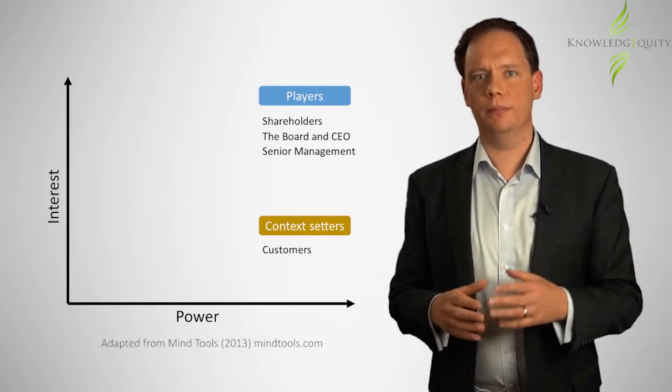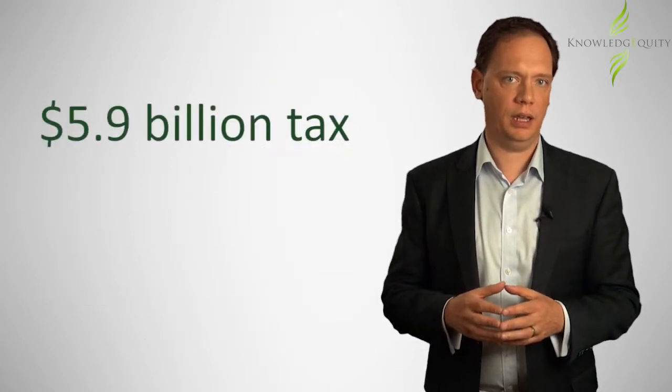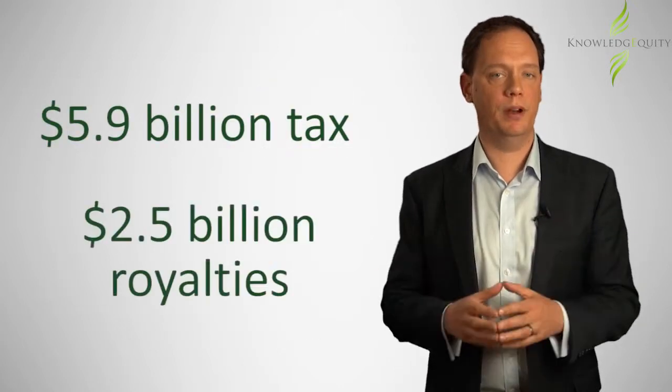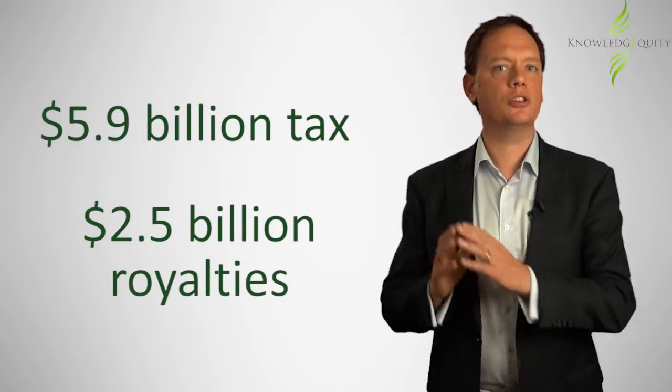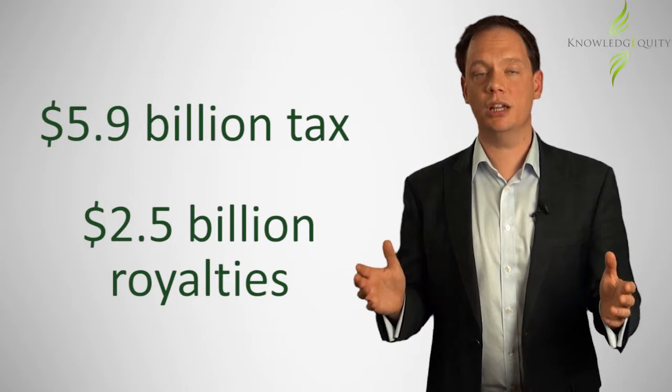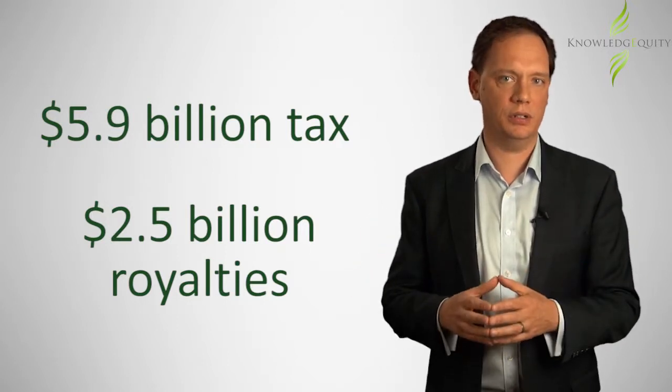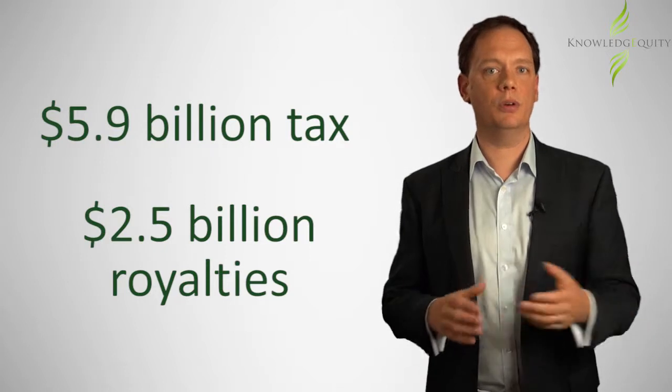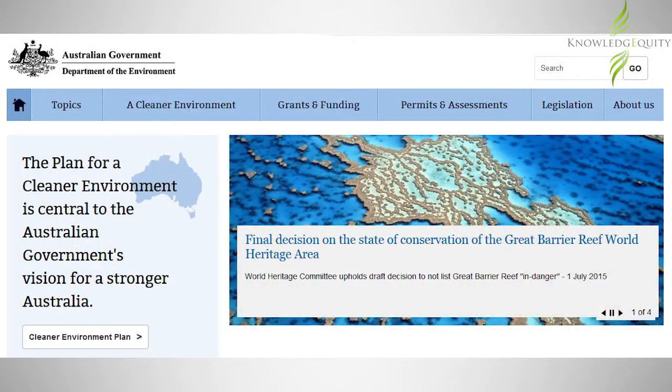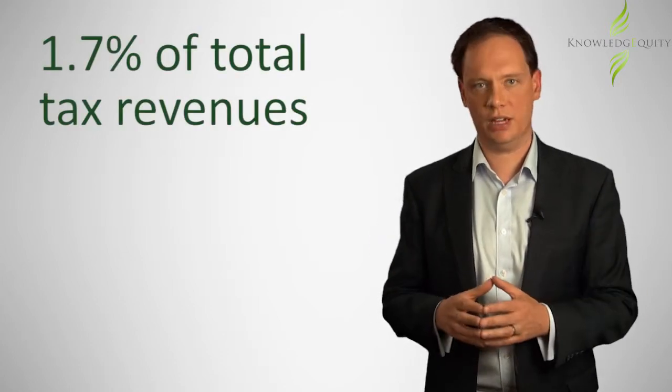In 2014, BHP paid $5.9 billion in tax. They also paid around another $2.5 billion in royalties. The government of the day controls tax legislation, and so policy changes by government could have significant ramifications for BHP. The federal government also has responsibilities for the environment and has the power to grant licences or place specific conditions on existing ones. Governments generally do not have a high level of interest in an organisation's strategy, but BHP could be an exception. BHP is Australia's largest taxpayer, but still only accounts for 1.7% of total government tax revenues.